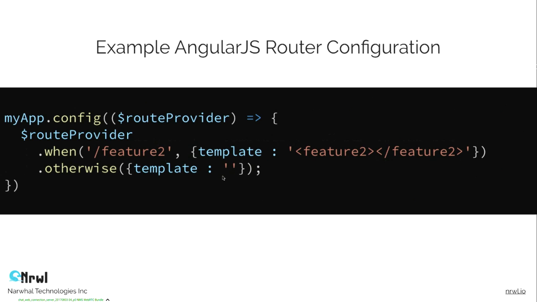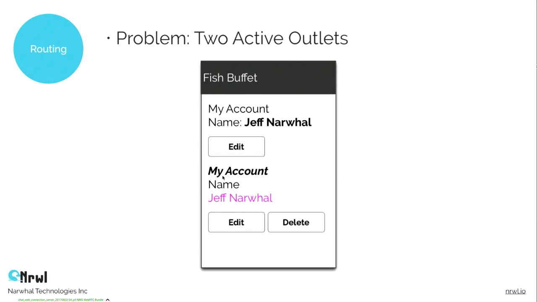Otherwise, we just have an empty template. So this will mean if AngularJS matches a route, then it'll show that template. Otherwise, it'll show nothing because it assumes the other router outlet is going to handle it. It assumes it's outside of its own ownership.